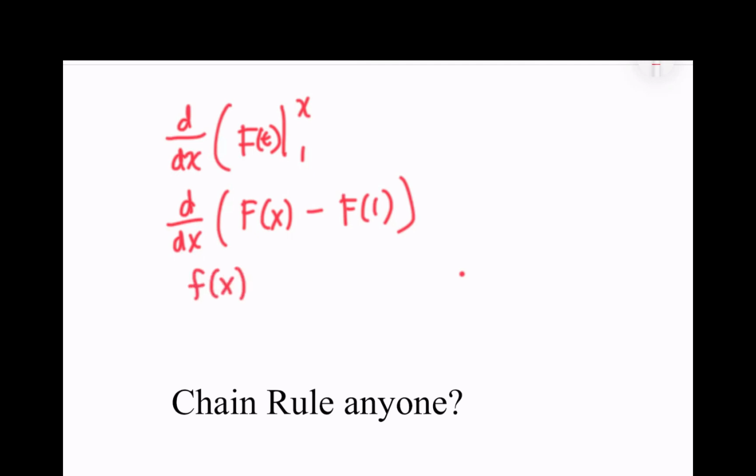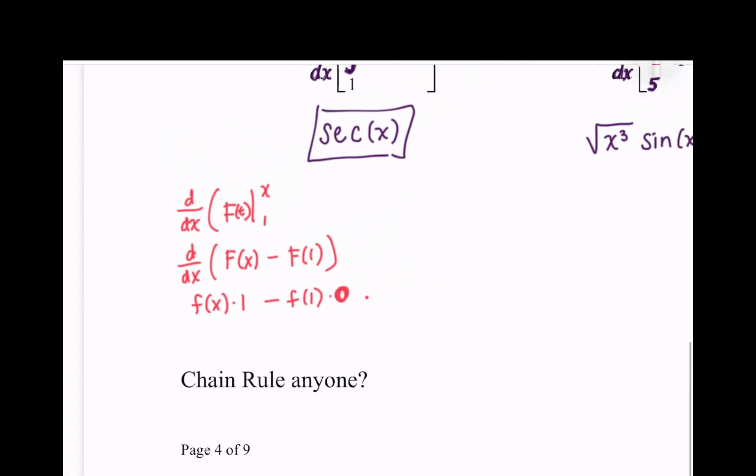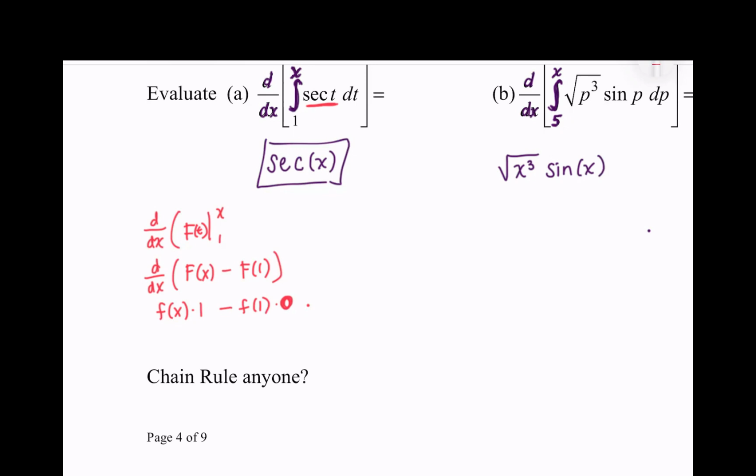But then I do have to use the chain rule. So little f of x, the derivative of x is just 1, right? And then the derivative of big F of 1 would be little f of 1 times the derivative on the inside. The derivative of 1 is 0. So this term cancels out, just like I've been talking about. So the term with just the constant cancels out, and here's why. Because of the chain rule. The derivative of a constant is just 0. So f of x times 1 means I just go back to my original function, and instead of t, I use x, secant of x.